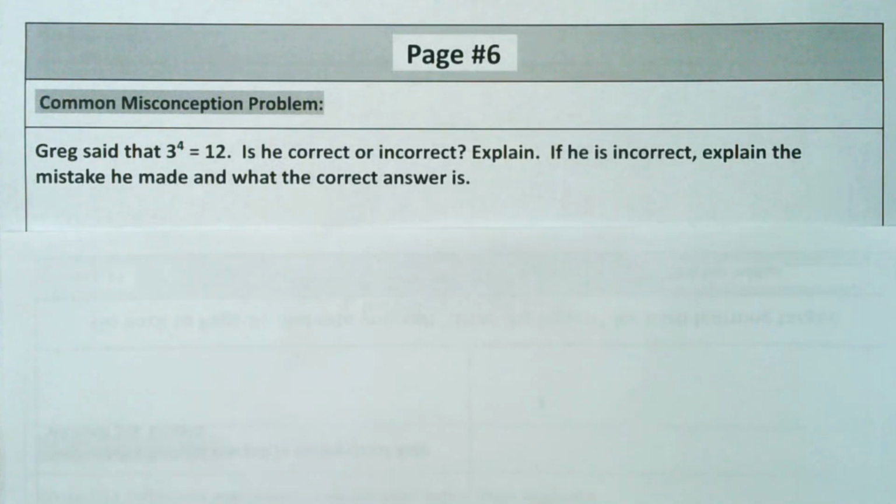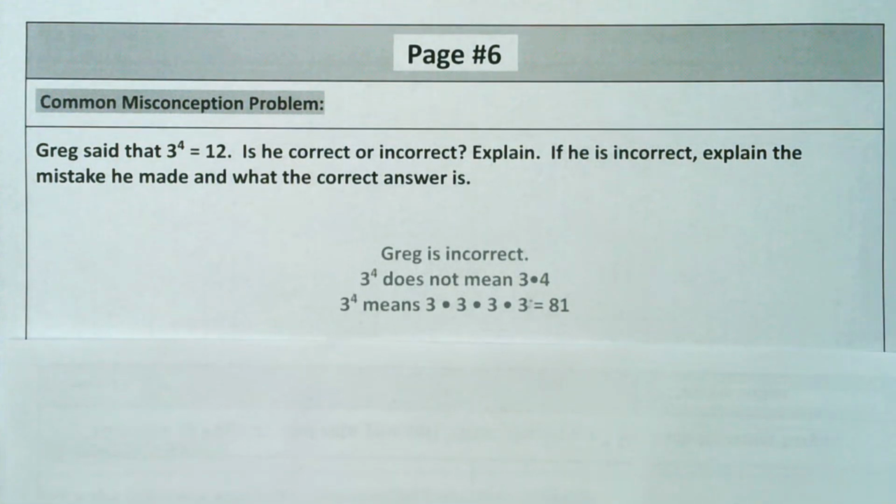All right, let's check our work. Make sure to pay attention because this is absolutely the biggest mistake I see students make with exponents. The correct answer here is Greg is incorrect. 3 to the 4th power does not mean 3 times 4. 3 to the 4th power means 3 times 3 times 3 times 3, which equals 81.